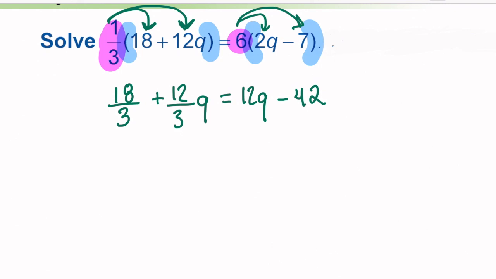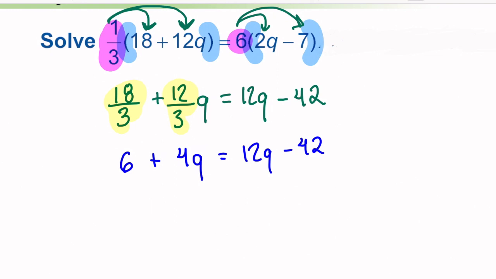Alright, now that we have that, let's look at the fractions. In this case, we're not going to deal with the fractions. We're going to turn the fractions into decimals, whether we get a decimal or a whole number. If we get a whole number, that's even better. So 18 divided by 3 would be a whole number, so that's good. We get 6. And then 12 divided by 3 is also a whole number, which is actually pretty good. So we get 4q, bring down the equal sign, 12q minus 42.